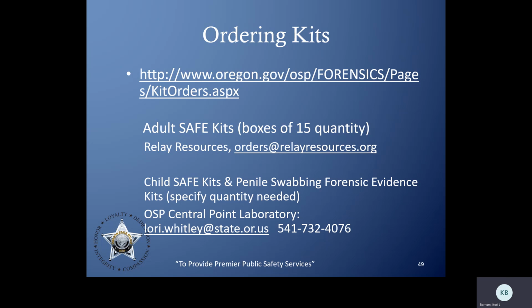If you need to order kits, you or your facility or organization, go to the Oregon State Police Forensic Services Division webpage, and you will see directions on how to order an adult safe kit. Our kits are currently put together by Relay Resources and are typically provided in boxes of 15. But updated instructions are available on the website. Our website also provides ordering information for child safe kits and penile swabbing forensic evidence kits. Those two kit types are made as requested directly by our Central Point laboratory.